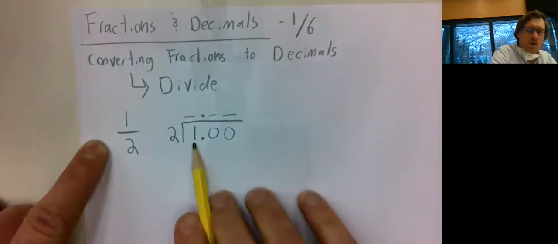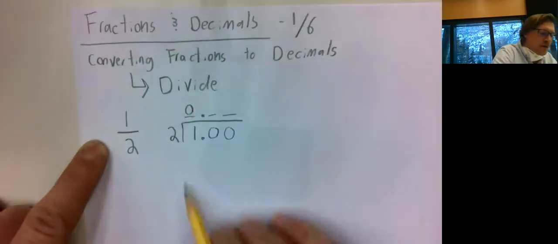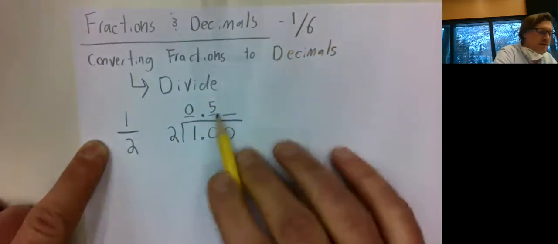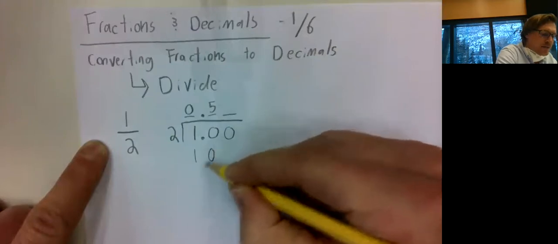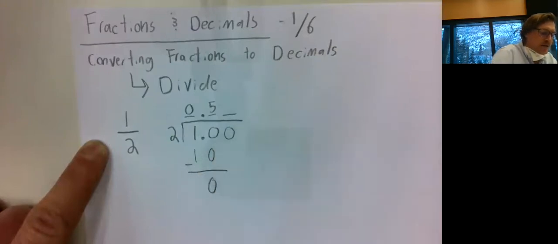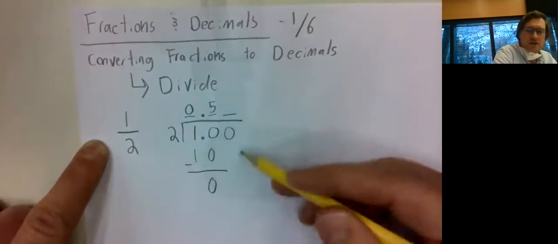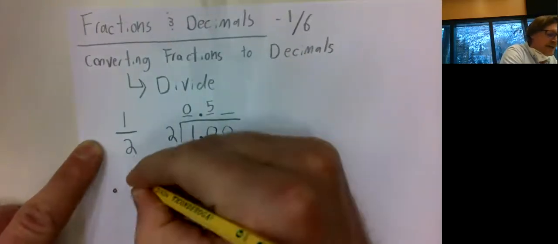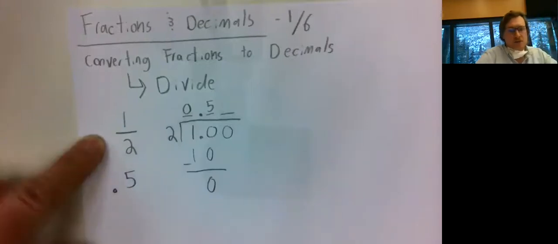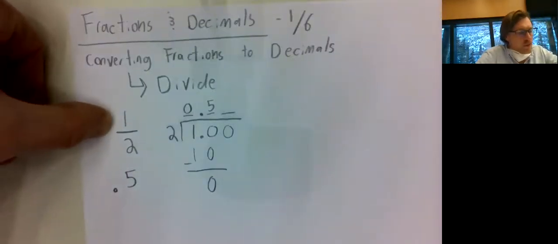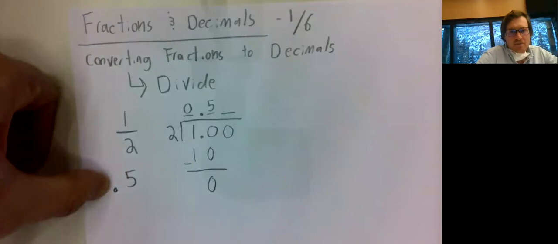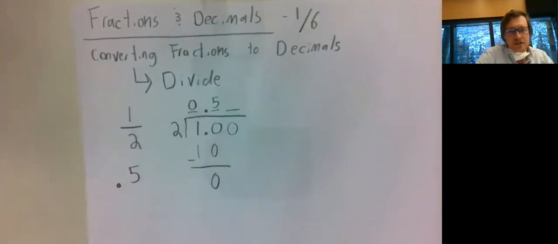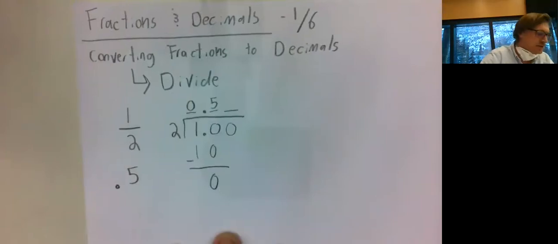2 doesn't go into 1, so I'm going to put a 0. 2 goes into 10 5 times. 5 times 2 is 10. Subtract, nothing left over, nothing to bring down other than a 0. So here is my answer right there, 0.5. So again, we just proved that 1/2 and 0.5 are the same thing. We converted the fraction into a decimal by just dividing. Let's do another one.